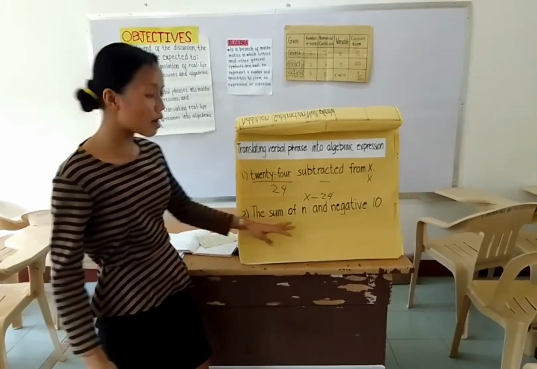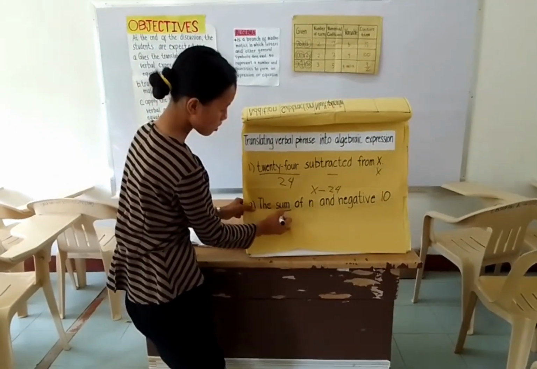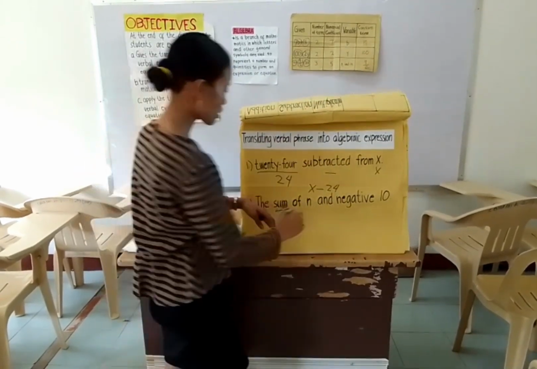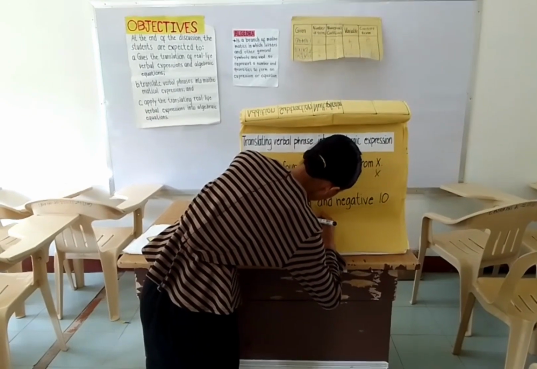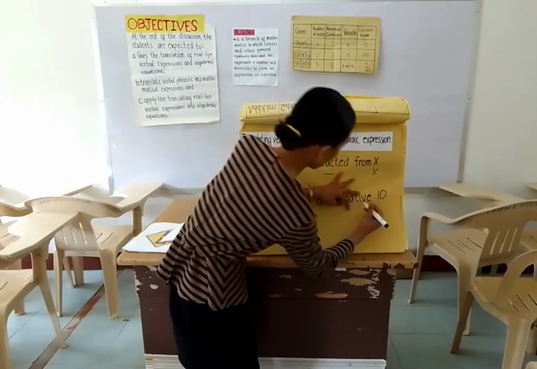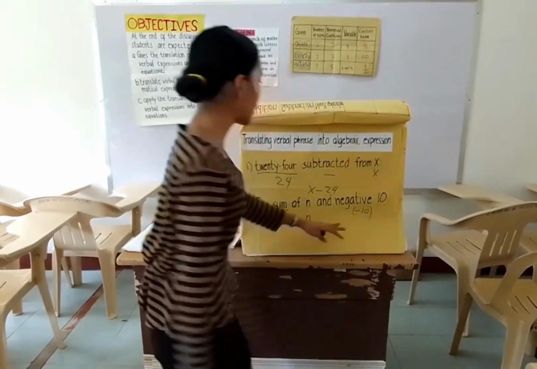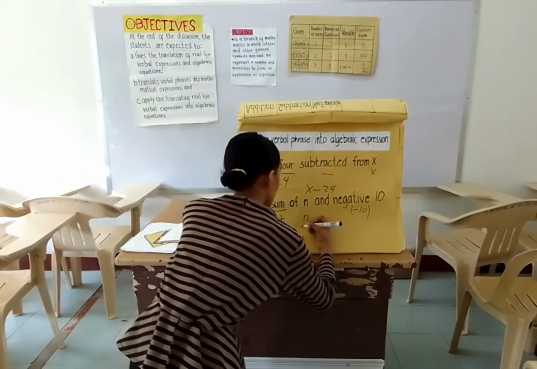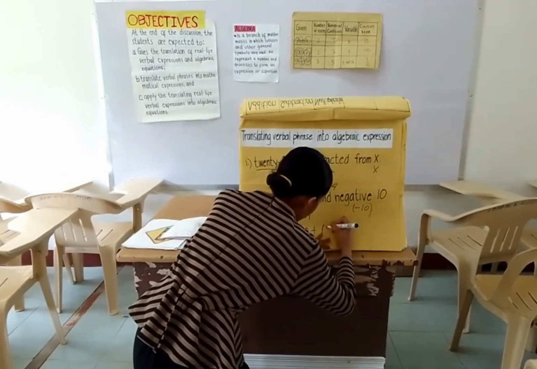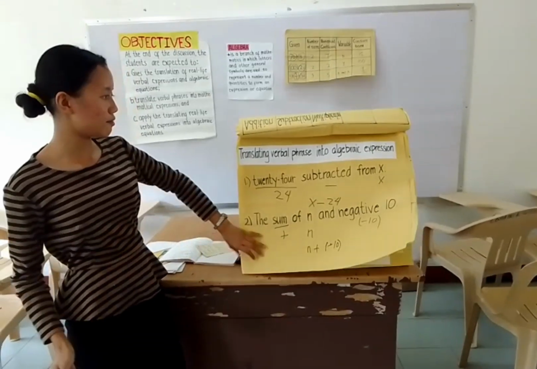Next is the sum of n and negative 10. The word sum means plus or addition. Next is the letter n, so it is a variable. Let us copy this, and then the negative 10. So when we write it as an algebraic expression, it is n plus negative 10.